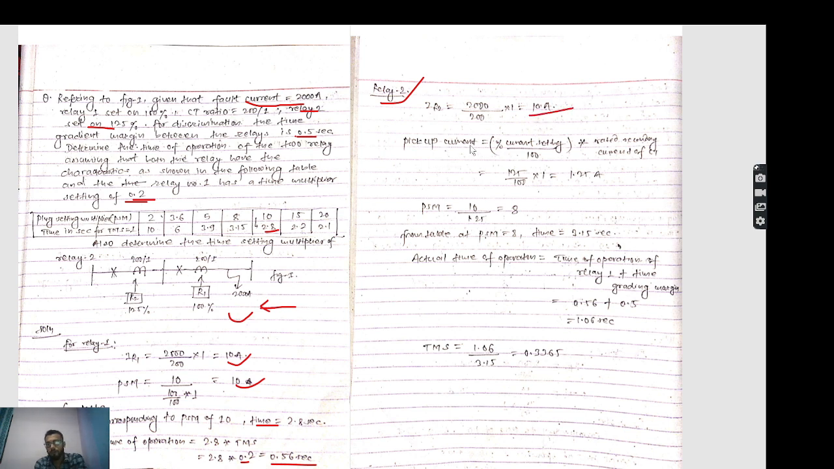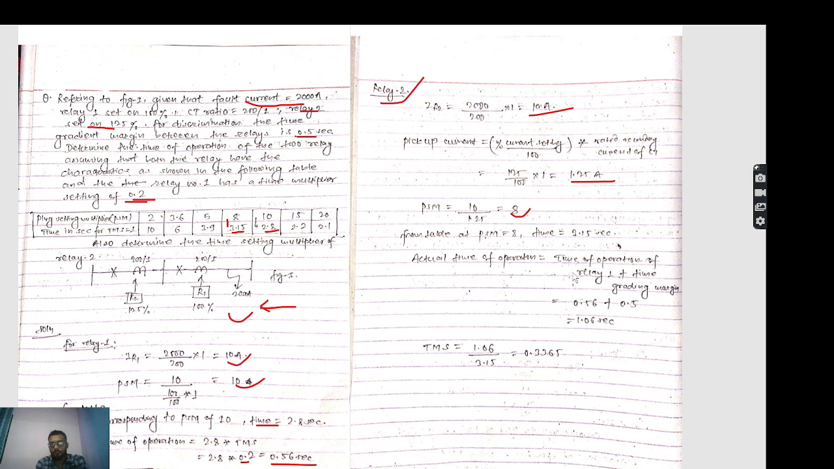Similarly, pickup current is calculated as percentage current setting upon 100 into rated secondary current of CT, and the rated secondary current of CT is 1 here. So 125 percent means 125 upon 100 into 1, which is 1.25 ampere. So the PSM as mentioned we get here 8. From the table at PSM equals to 8, we have 3.15 second. So the respective time is 3.15 second.